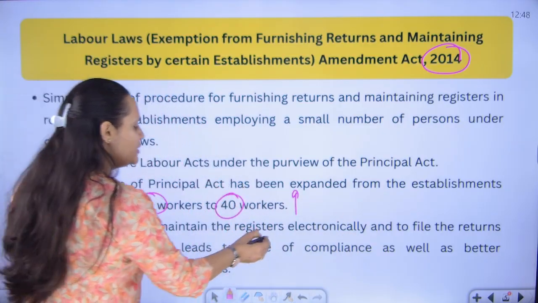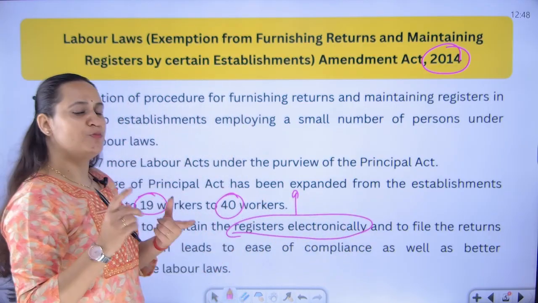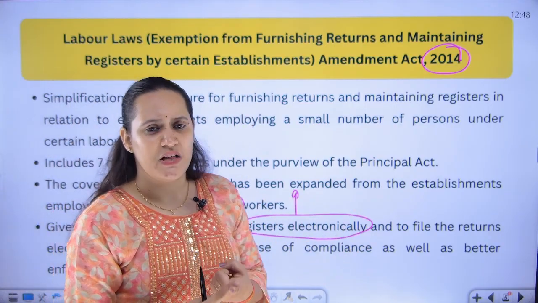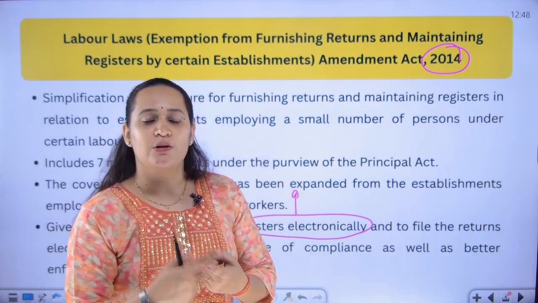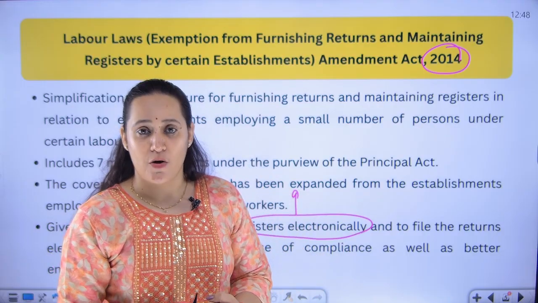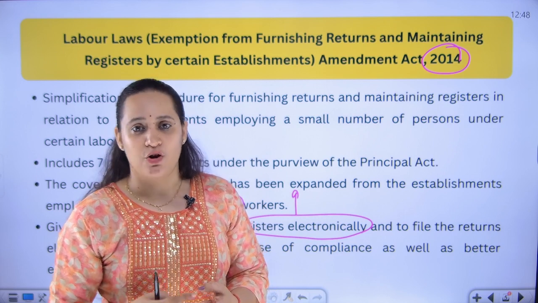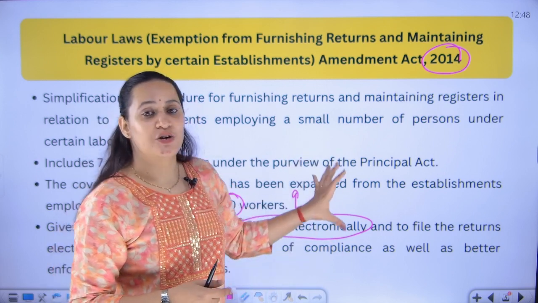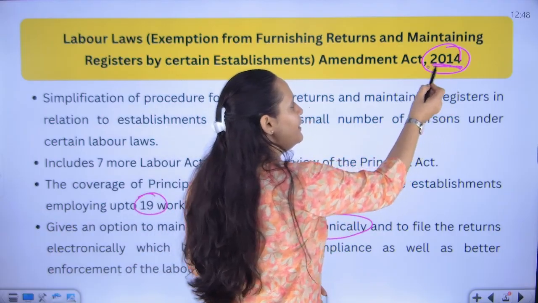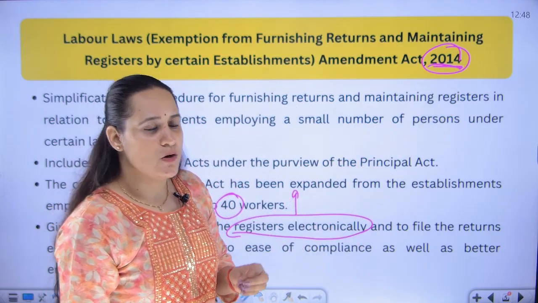And the second one is to permit the registers to be maintained electronically. Earlier, everything was physical documentation, but now they've permitted the documents to be maintained electronically. In addition to that, filing of returns is also made online in electronic form. So these are the two major reasons why we brought about the amendment to this act in the year 2014.